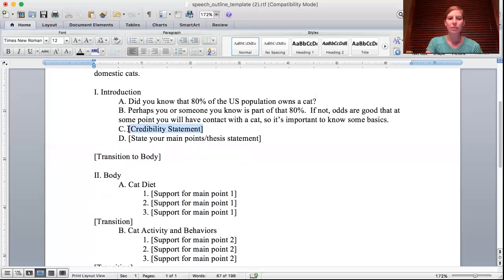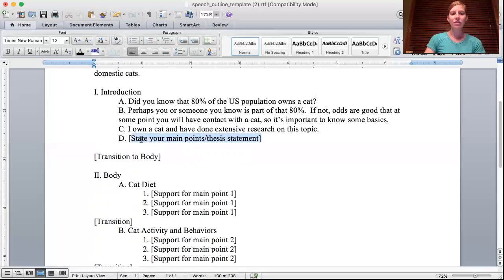Now my credibility statement. Why am I personally credible? Here you don't want to just state a random fact. You want to say why you are personally credible. I own a cat and have done extensive research on this topic. I could even say I have a PhD in catology. Again, I made that up.